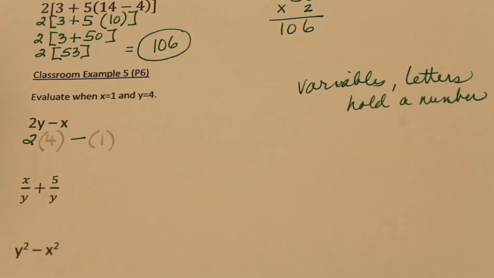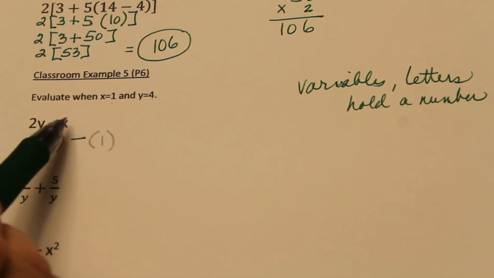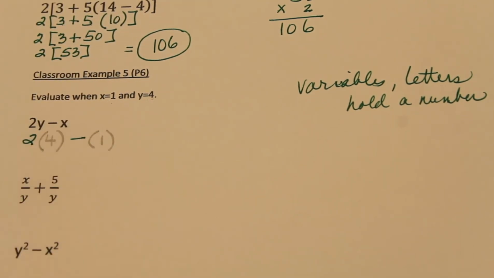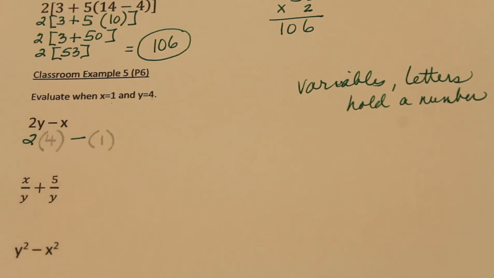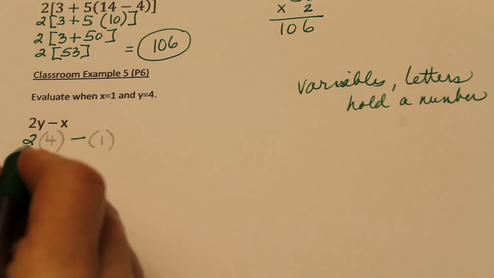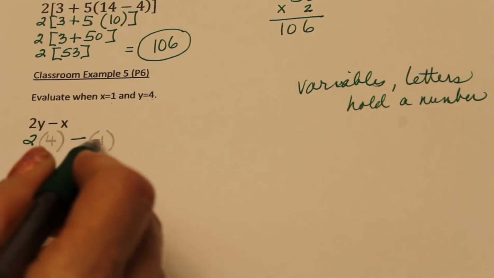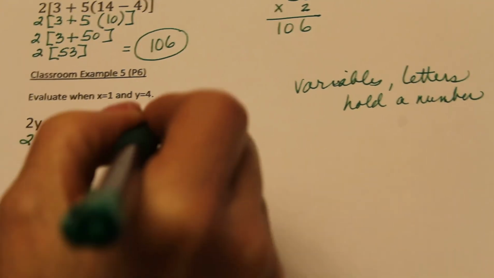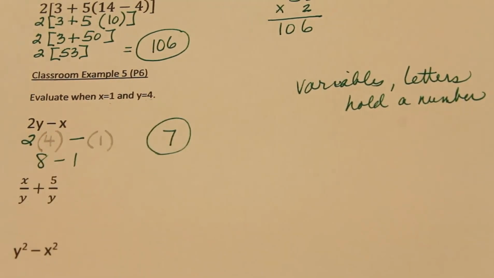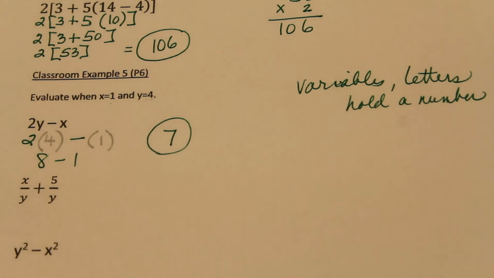So to evaluate this expression, 2y minus 4, when x is 1, I've substituted 1 in everywhere I see an x. And I've substituted 4 in everywhere I see a y. Okay, and using our order of operations, we're going to do this multiplication before subtraction. So this is going to become 8 minus 1 which is 7.